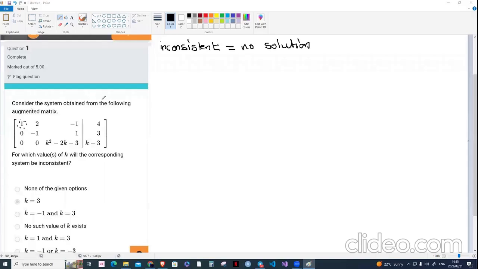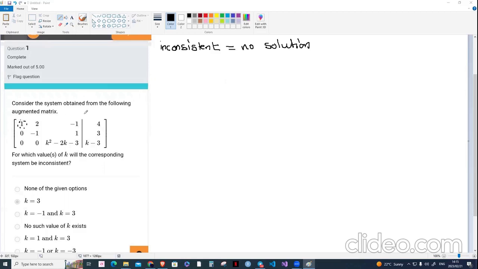So, inconsistent. Question 1, we're doing the past exam, the December exam. Inconsistent is the same thing as no solution. So the first thing you need to do when you're given such a matrix is make sure that it's in row echelon form. In this case, you've got this matrix.